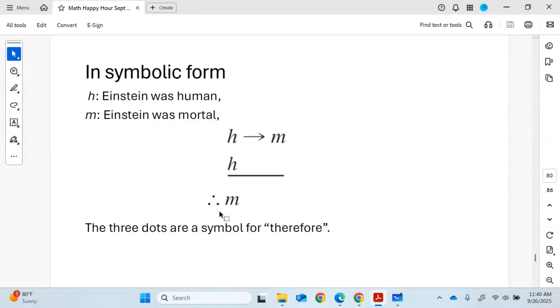And we can think of it as translated as therefore. So if I see the three dots, I always read it as therefore. So H implies M, and H, therefore M. So this is my whole argument in symbolic form.